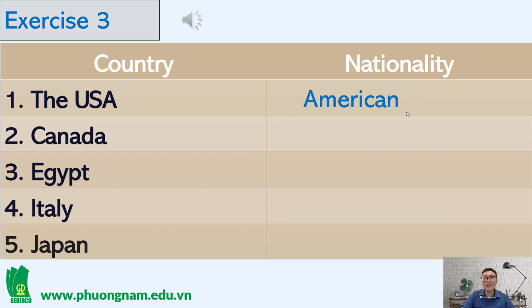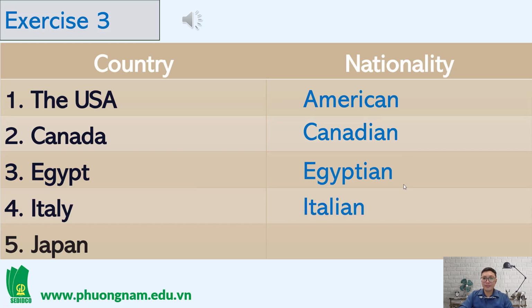Okay, time's up. Let's correct. 1. The USA. American. 2. Canada. Canadian. 3. Egypt. Egyptian. 4. Italy. Italian. 5. Japan. Japanese.